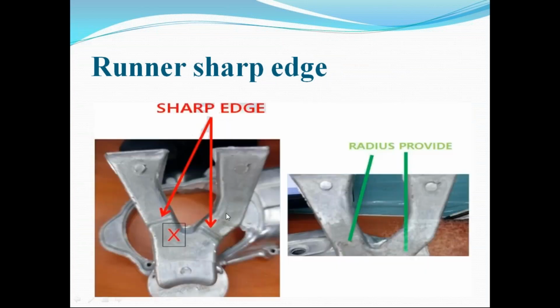Here this is the opposite side of the runner. Here you can find that sharp edges are available. So this is the modified design, which eliminates the sharp edge by providing a radius. Okay, this is the next one.